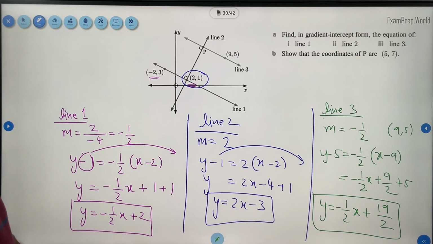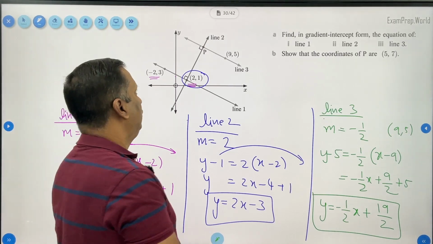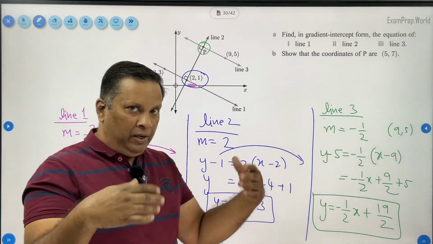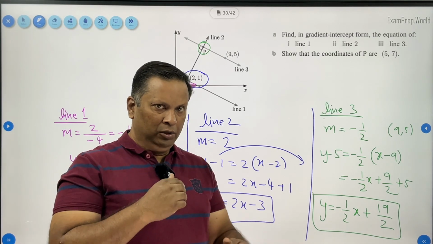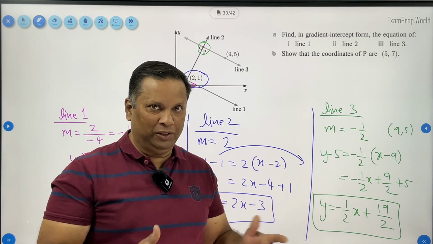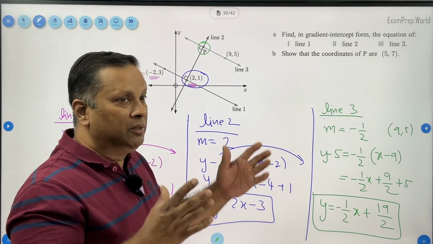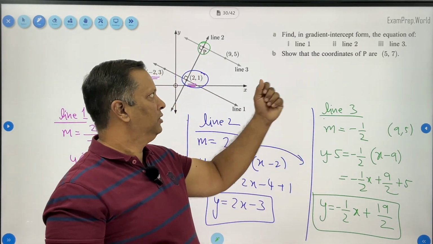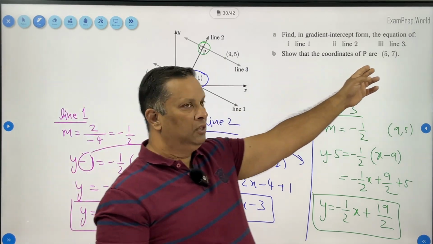Done. So now we have to find the coordinates of point P. How do we do this? This is a separate topic. It's simultaneous equations. You have two straight lines and you have to find the point of intersection. You can do it by elimination, substitution. There are many methods, and we have a completely separate topic called simultaneous equations to solve this kind of thing. We have to show that it is P (5, 7).